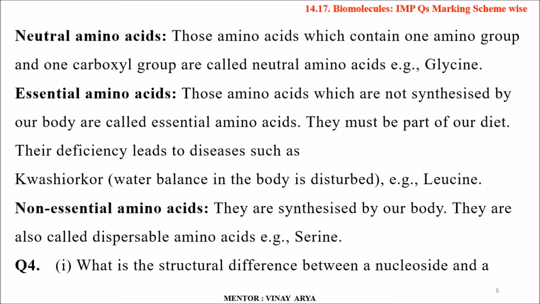amino acids. Example, glycine. Essential amino acids, those amino acids which are not synthesized by our body are called essential amino acids. They must be part of our diet. Their deficiency leads to diseases such as kwashiorkor, water balance in the body is disturbed, and an example is leucine. Non-essential amino acids, they are synthesized by our body. They are also called dispensable amino acids. Example, serine.